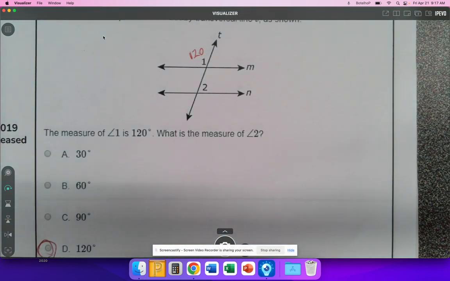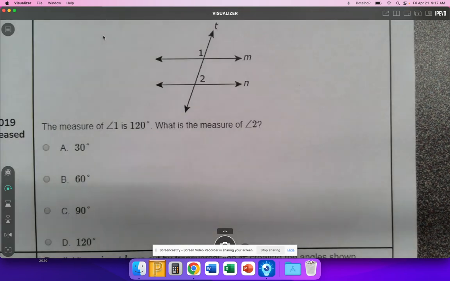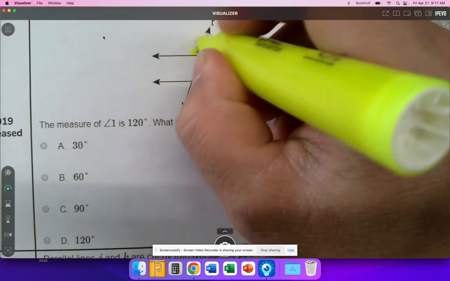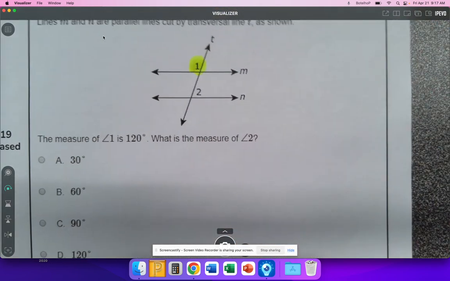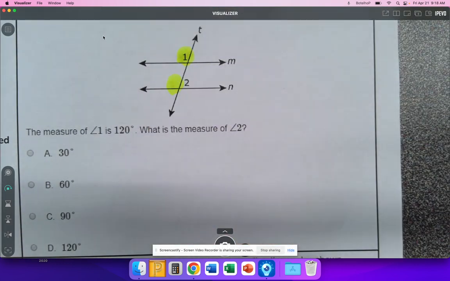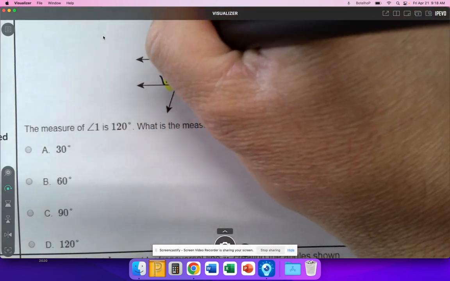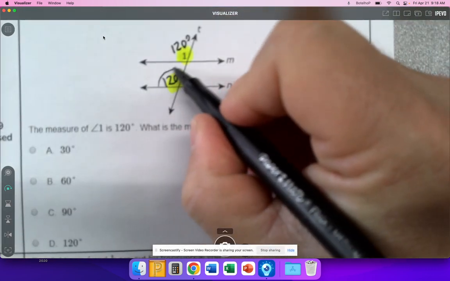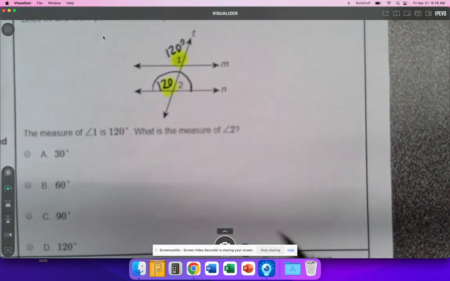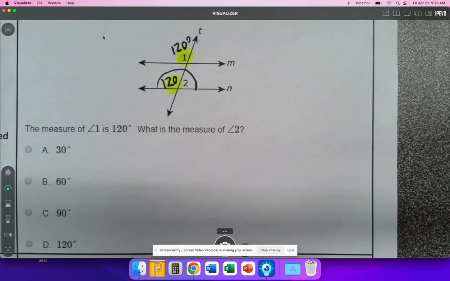What's my mistake? Yeah, hopefully you notice that one of them is obtuse and the other one is acute. So if this is 120, well, that also means all the obtuse angles are 120. So that's also going to be 120 here and 120 here. So these now add up to 180. That means this angle 2, which is acute, smaller than 90, has to be indeed what? 60.